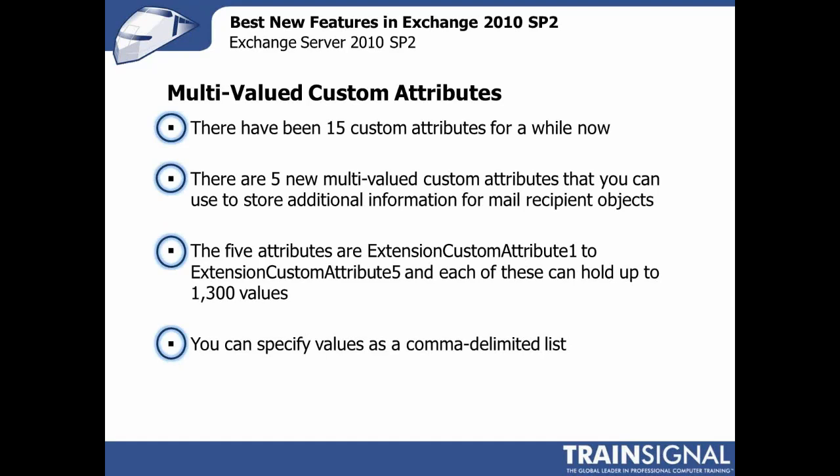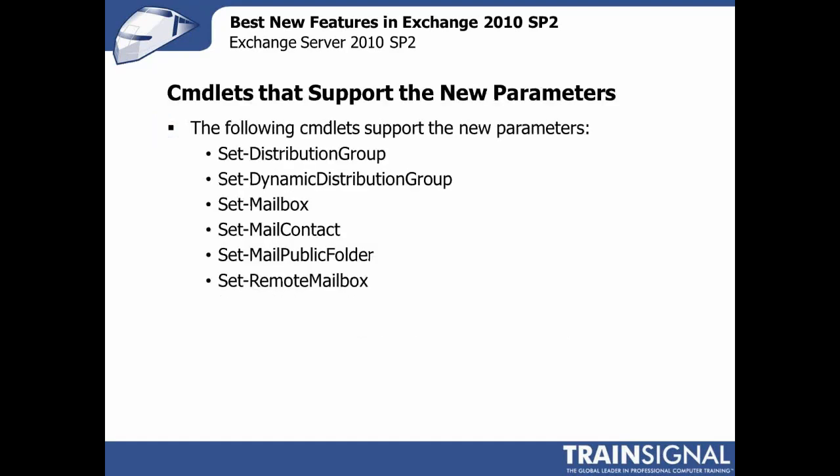So we try to show some demonstrations on accessing the attributes and adding values to them. Unfortunately, just for the webinar, we're just explaining how they work. Now, some of the commandlets that support the new parameters include set distribution group, dynamic distribution group, mailbox, mail contact, mail public folder, and remote mailbox.